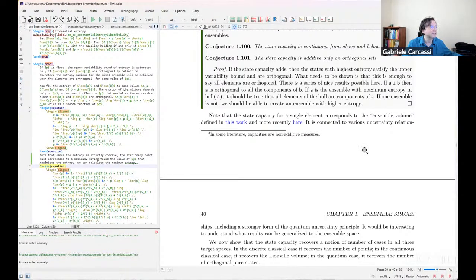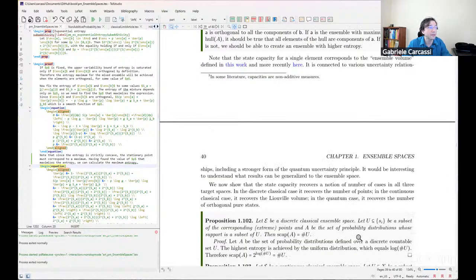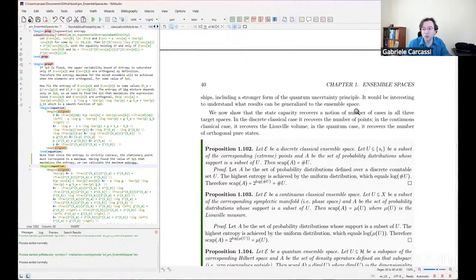So it is connected to various uncertainty relationships, including a stronger form of the quantum uncertainty principle. And again, it would be interesting to understand what results can be generalized to the ensemble space. This is basically what we want to do in this work: not only give a common foundation to everything, but try to find as many results as we can and stick them inside here. I think he also had a connection to the Holevo bound. So if there is a way to get these bounds already without knowing whether we have classical mechanics or quantum mechanics, that would be good. But I think we need a notion of product spaces to be able to do that. But again, at some point we'll get there.